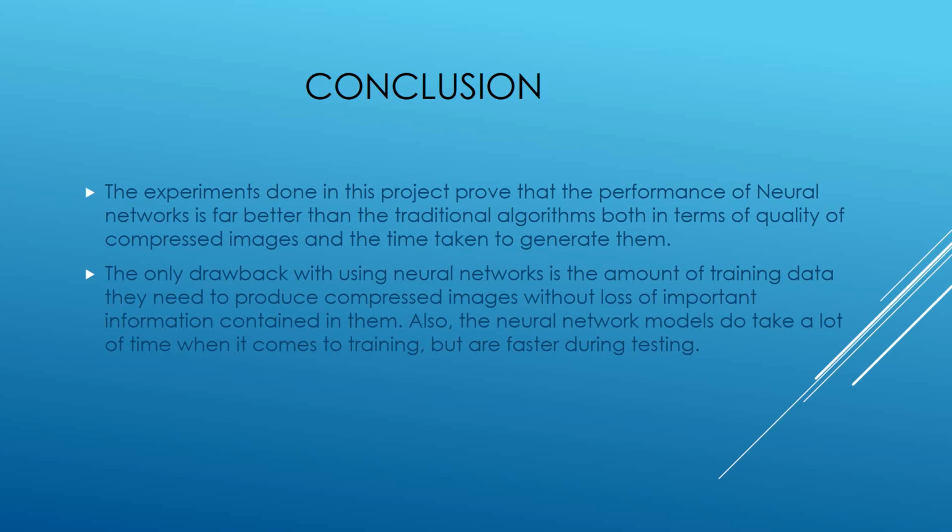Also, the neural network models do take a lot of time when it comes to training, but are faster during testing. The output generated by DCT took a lot of time when the number of coefficients included in the model increased above 64. The result did enforce the fact that the winner take all encoders are in fact the state of the art in the task of image compression. That's all for this presentation. Now I'll be showing you how to run the code in MATLAB.